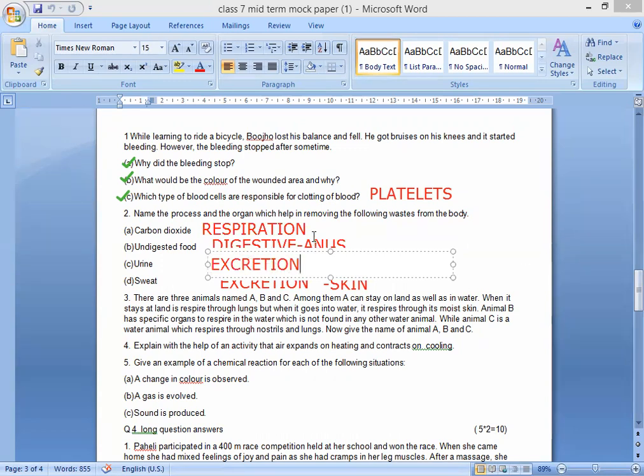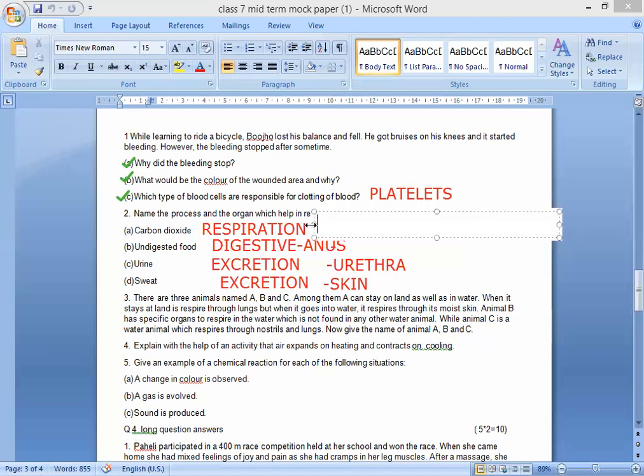Next, respiratory. Lungs. Yes, lungs or nose you can say. Which organ is responsible for carbon dioxide going out? Lungs. In the lungs, the exchange of gases takes place. So children, you have to read the question carefully and then give the answer. Two things have been asked, process and organ.